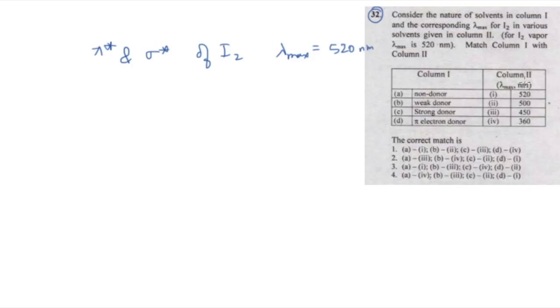Now if you take a non-donor solvent, that means there is nothing to donate. So if iodine is dissolved in a non-donor solvent, there will be no effect on the energy of pi star and sigma star. The energies will not change, so the lambda max will remain the same, that is 520 nanometers. So the non-donor will be matched with 520. Okay, so A is matched with 1. That's what I am writing over here.